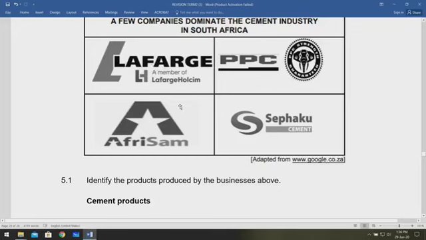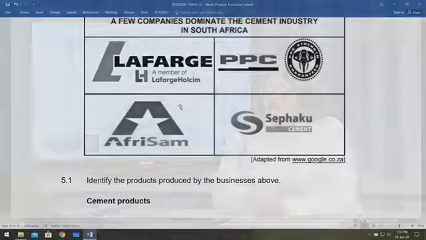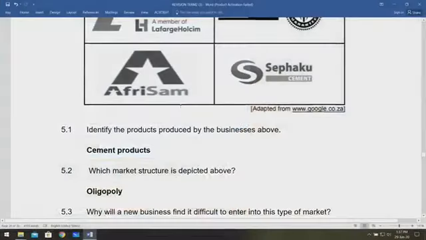Because you have to bear in mind your imperfect market has three different market structures, right? There's the monopoly with one supplier, oligopoly with a few suppliers, and the monopolistic competitor with many suppliers. Okay, so this is an oligopoly market.